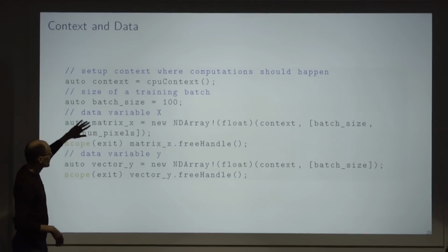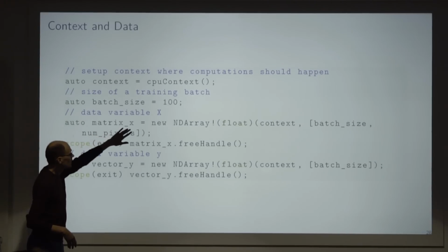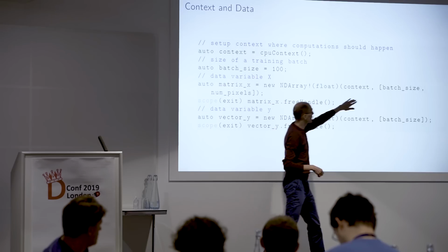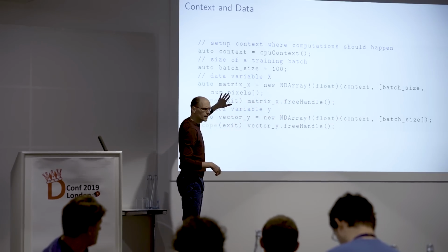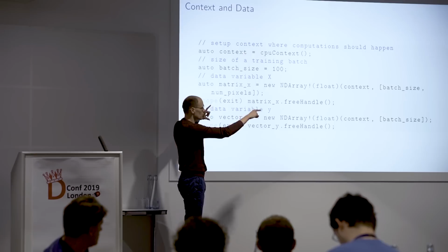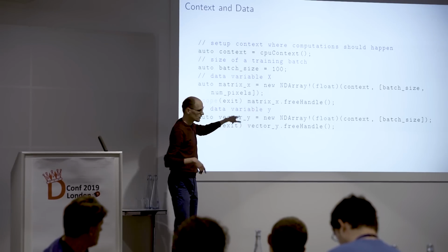And now you're starting to create here an actual value, an actual ND array. And that is the ND array that will hold your training examples. It will have batch size times number of pixels. I think here it's images. So each image has a fixed number of pixels. And so for each row, you get this number of pixels. All right, and here you have your label variable.